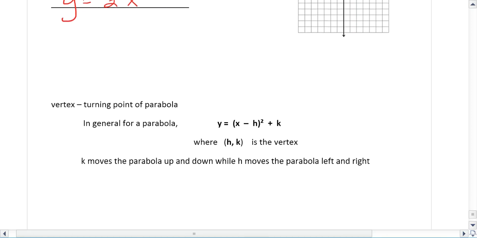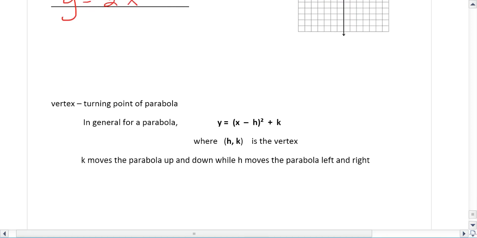So now, a vocab term I've been using. You need to know what a vertex is. And on a parabola, it's just the turning point. So it's the minimum value when it's like this. Here's the vertex. And if you have an upside down parabola, the vertex is a maximum value.